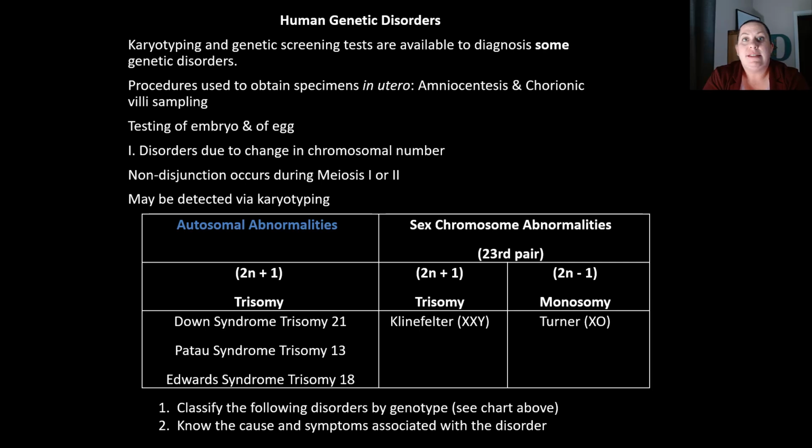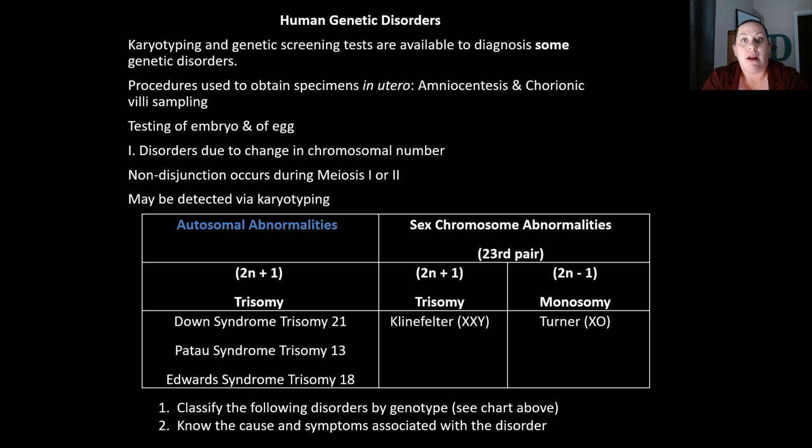The only ones that will cause a viable pregnancy would be trisomies, where you get 3 copies of a chromosome. Some of the more common ones are Down syndrome, which is trisomy 21, Patau syndrome, which is trisomy 13, and Edwards syndrome, which is trisomy 18. There's also a trisomy when it comes to the sex chromosomes, where there's an XXY, and this is known as Klinefelter syndrome.